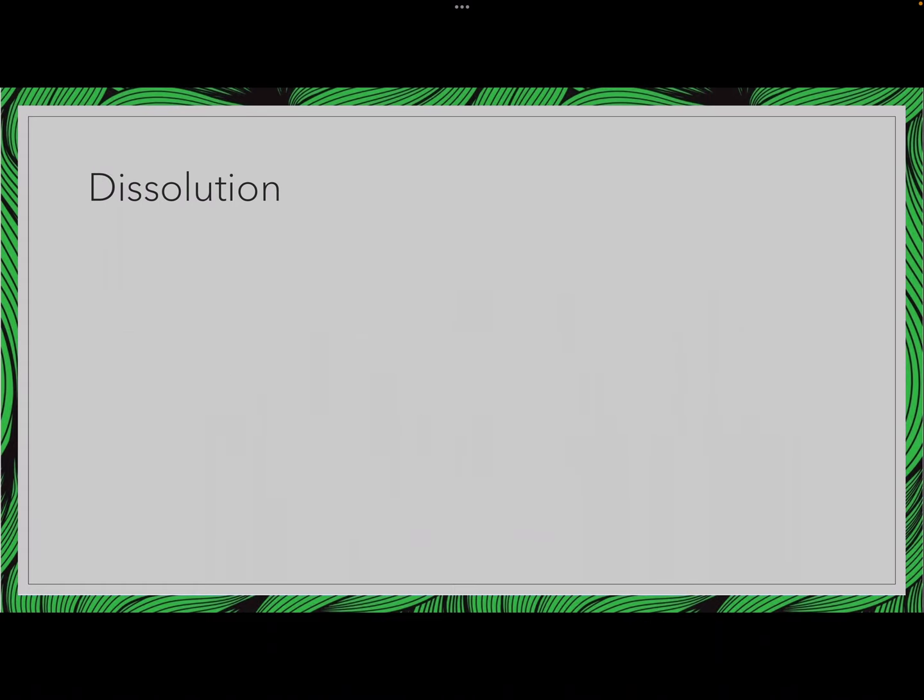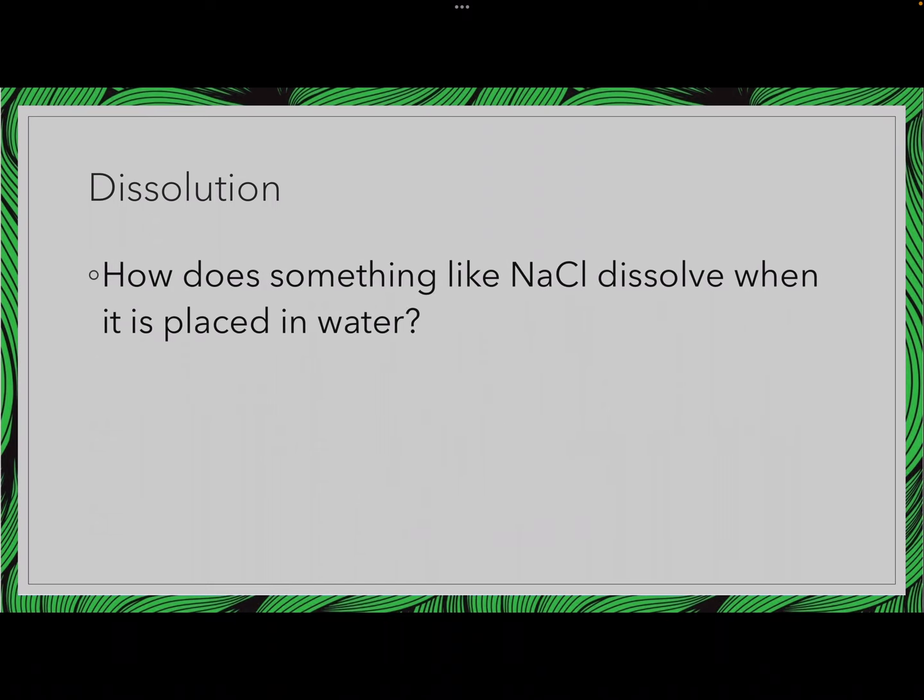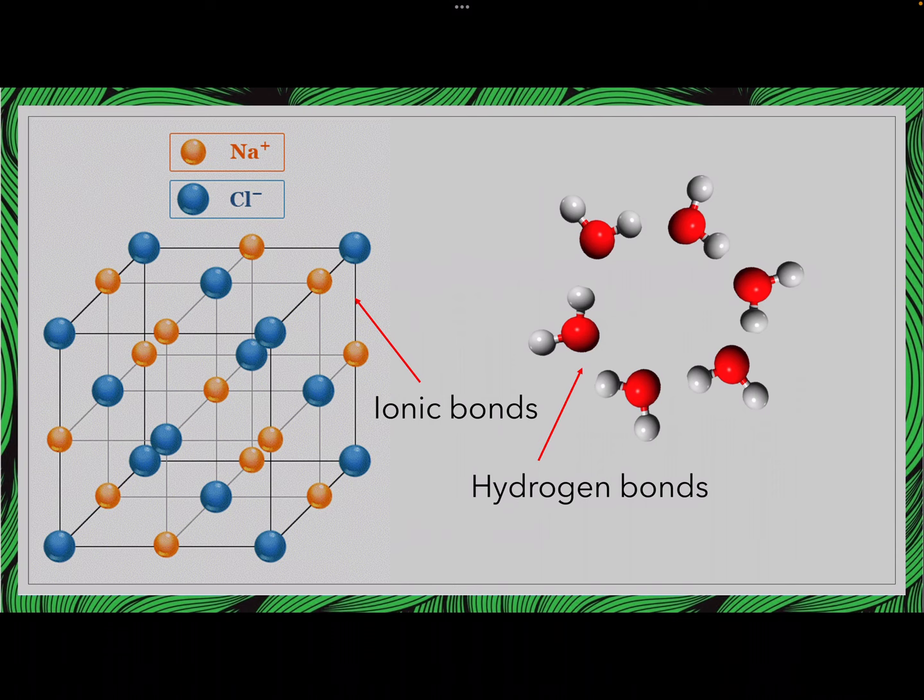Now, dissolution, what do we mean by dissolution? That's basically when something dissolves. So when we mix sodium chloride into water, it dissolves. That process is called dissolution. But how does that actually happen? How is it that sodium chloride placed in water dissolves? So first, let's have a look at an example.